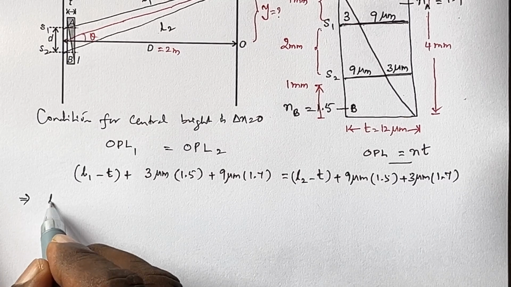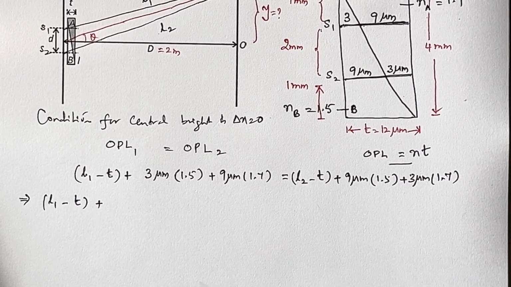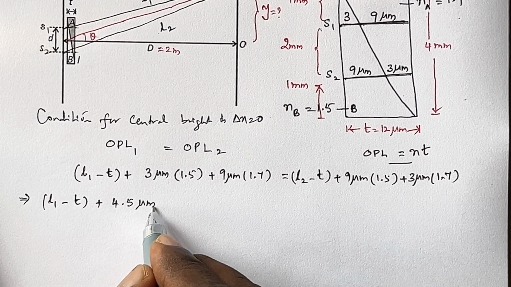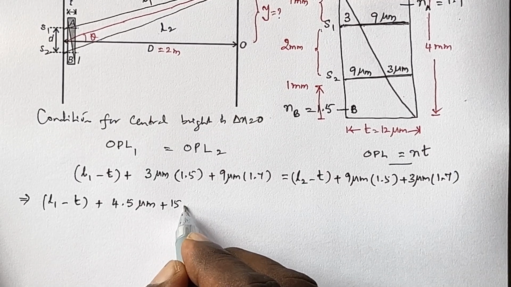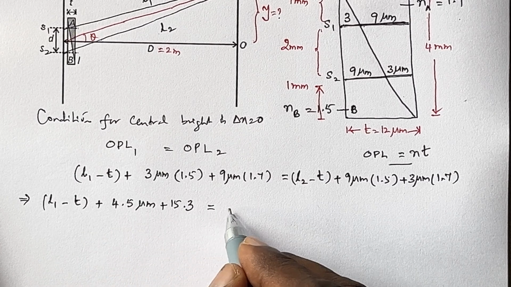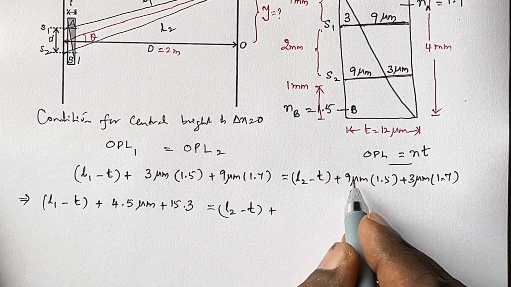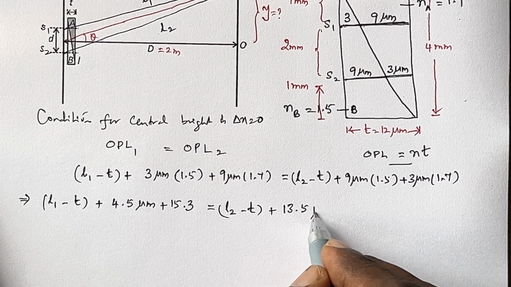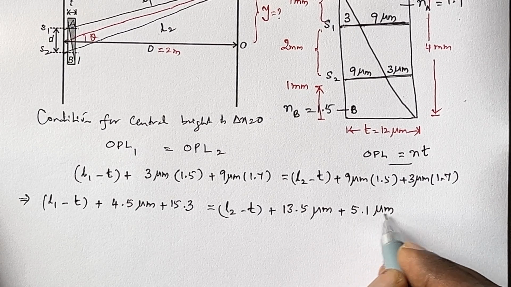That implies L1 minus T plus 15 threes 45, so this is 4.5 micrometer, plus 9 into 1.7, that is 15.3, that is equal to L2 minus T plus 9 into 1.5, that is equal to 13.5 micrometer, plus 3 into 1.7, 5.1 micrometer.